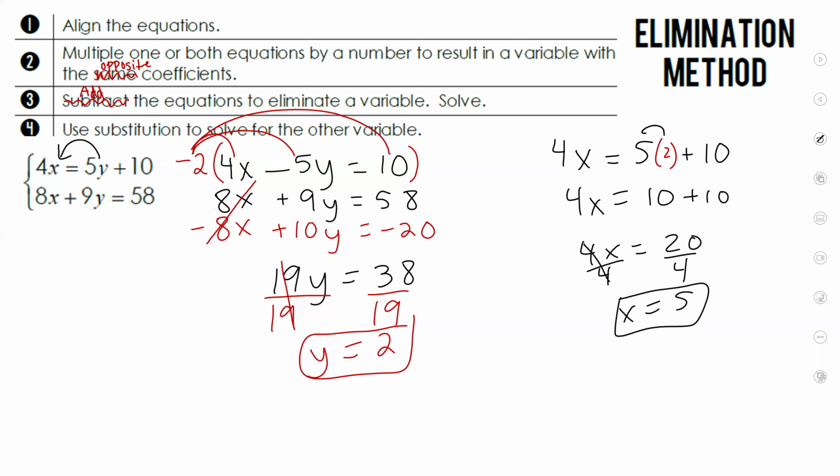So that is where these two lines intersect, x comes first. They intersect at (5, 2). So these two lines will cross at (5, 2). Okay, so that's how you do the elimination method. Okay, I want you guys to try number 9. Try number 9.